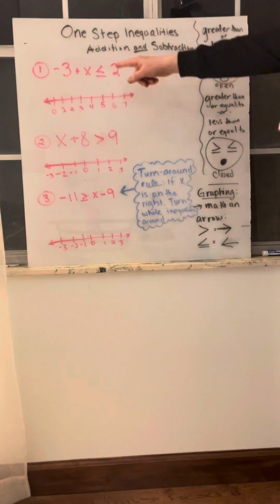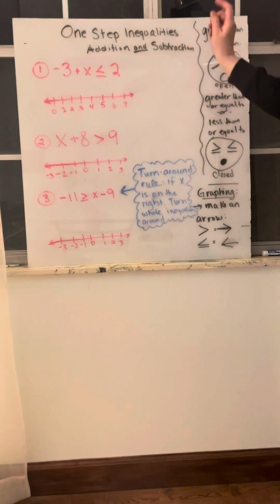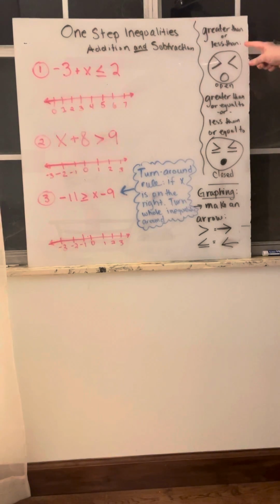So for instance, basically what you're going to do is if you see this sign, you're going to make an arrow, and if it's greater than or less than, you have an open circle. Make an open circle and then draw an arrow that way. Or if it's greater than or equal to or less than or equal to, you draw a closed circle. Like my little faces here. It's pretty cool. Anyway, we'll get to the turnaround rule in a minute. Let's go ahead and try this first.